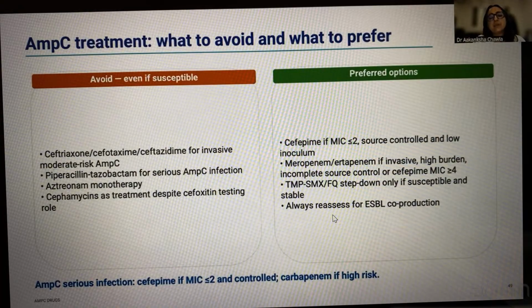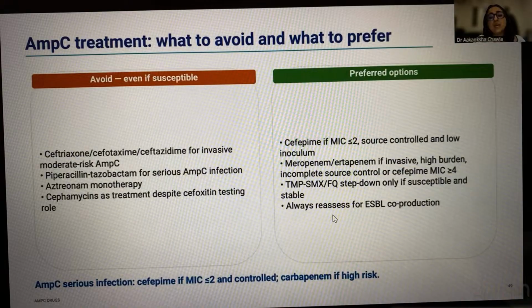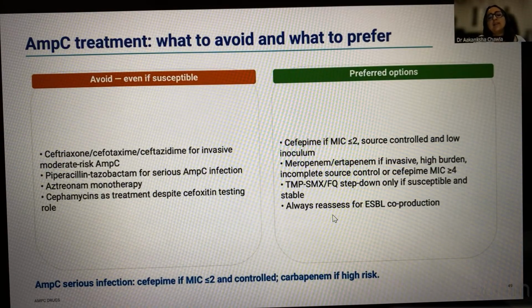Preferred options for AMC treatment become cefepime if and only if the MIC is less than 2, the source is controlled, and the inoculum is low. Meropenem and ertapenem become the drug of choice for invasive, high burden, incomplete source control, or patients with cefepime MIC more than 4. And of course, trimethoprim-sulfamethoxazole and fluoroquinolone is step down if the patient is stable and the isolate is susceptible. You must always reassess for ESBL co-production.